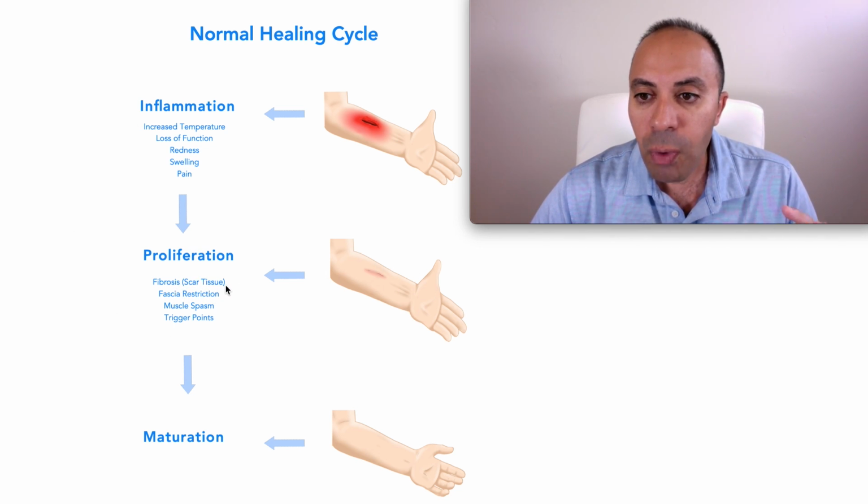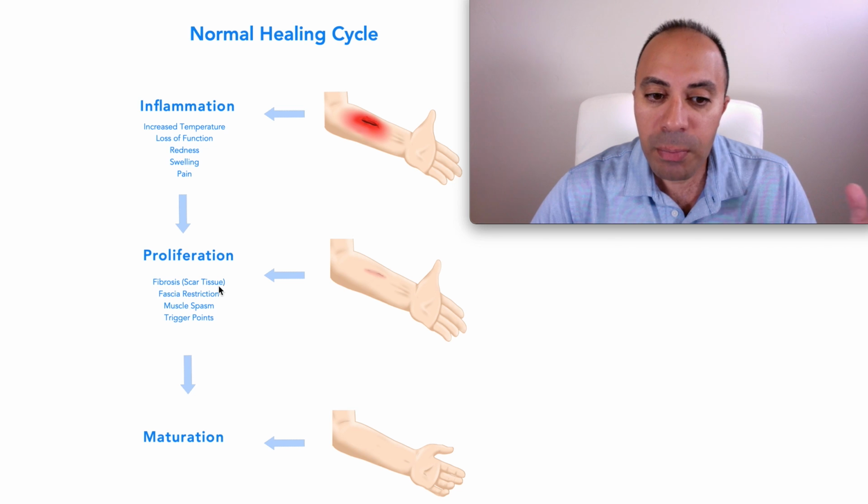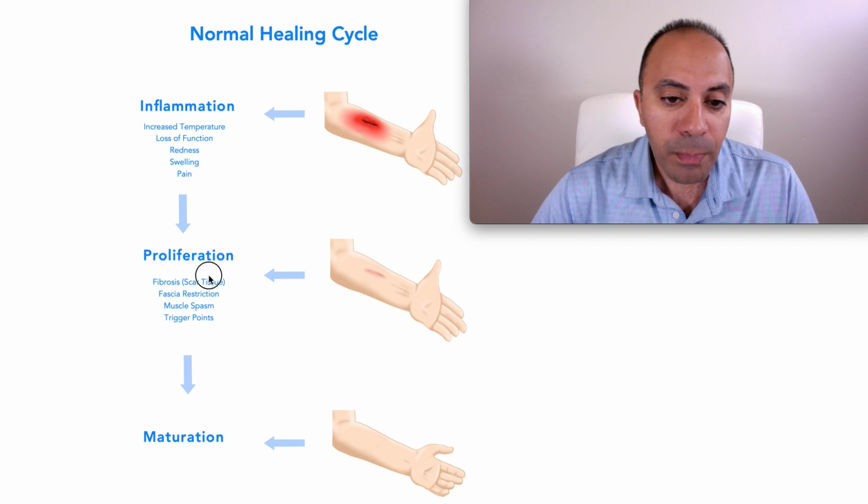I'm going to give you a good example. For scar tissue, what could be an issue? I have a very detailed video about scar tissue, fibrosis, fascia restrictions, and muscle spasm, with the anatomy and the physiology and how to address that. I will leave the link at the bottom of this video.